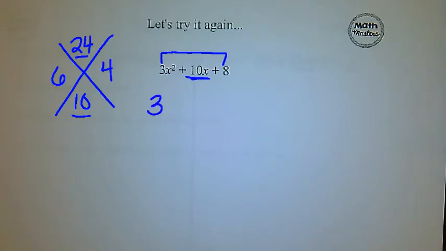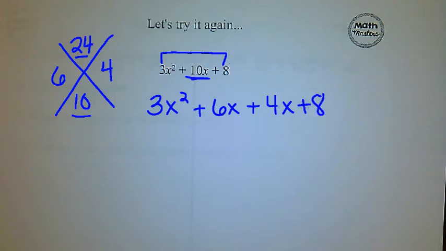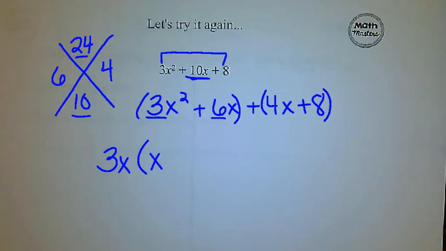So now we rewrite this as 3x squared plus 6x plus 4x plus 8. And then you factor by grouping. So I have a 3 and a 6, so I can pull out a 3. I have an x squared and an x, so I can take one of those x's out. Now remember, you're basically dividing, so if I divide a 3 by a 3, I get a 1. X squared by x, I'm left with just 1x. And then over here, the x's cancel. 6 divided by 3 rather is a 2.